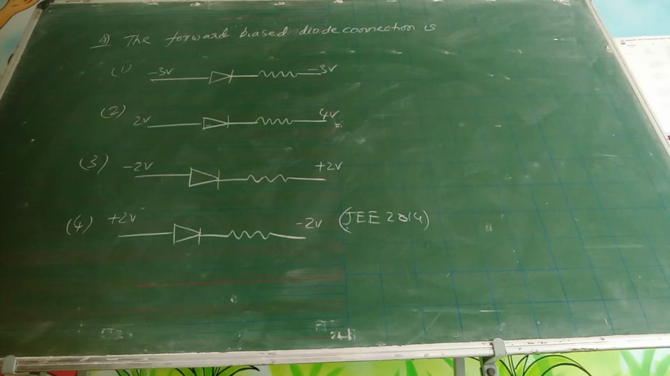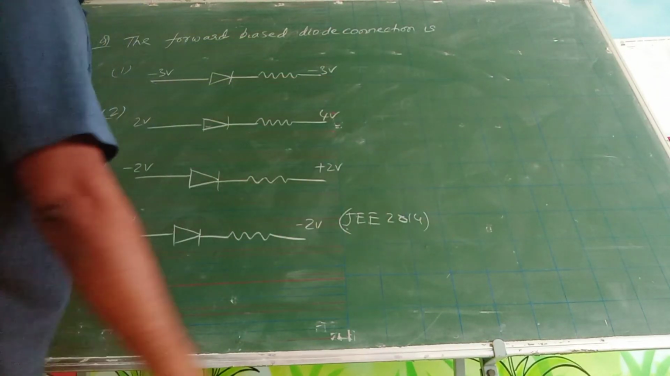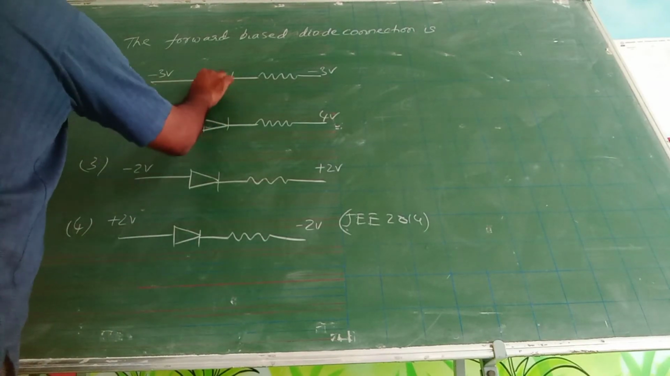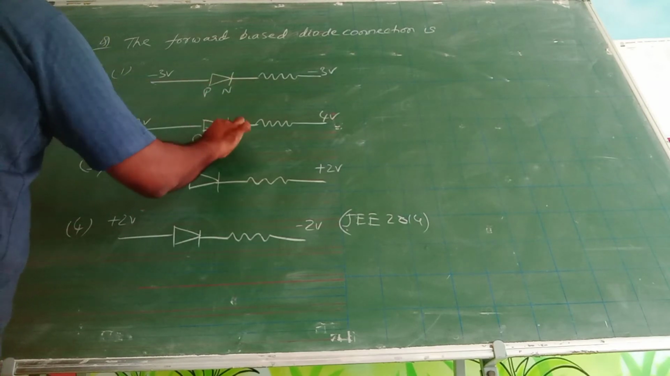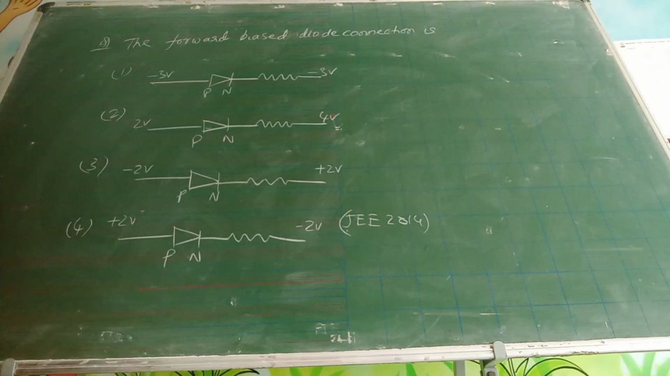Now this question has come in JEE 2014 Mains. The forward bias diode connection is asked; 4 options are given, you have to choose the correct one. Which type of diode is this? This is a PN diode. Yes, write the names here: PN diode, all 4 are PN diodes. So he is asking for the forward bias.